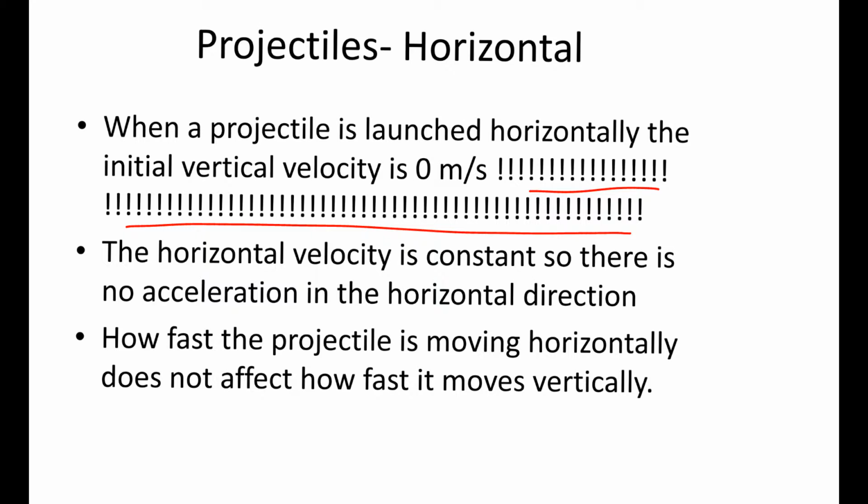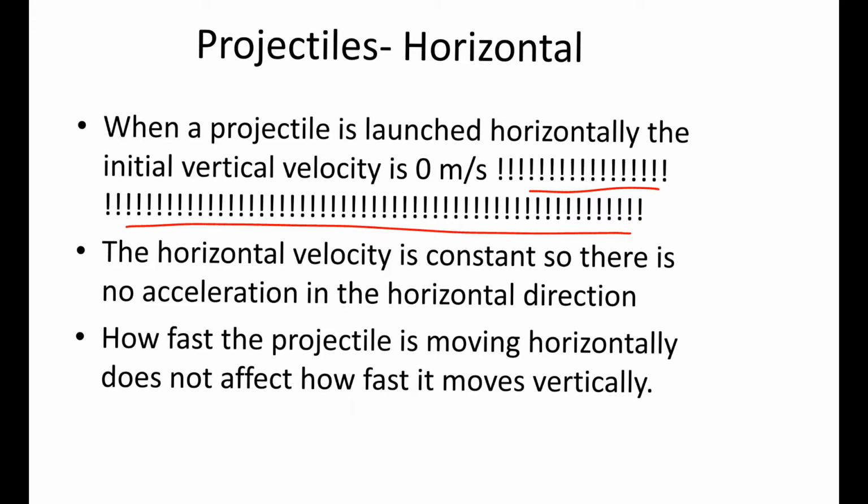Alright, and the horizontal velocity is constant, so there's no acceleration in the horizontal direction as long as you're in free fall. I am going to give you problems where there is acceleration in the horizontal direction because I'm mean, but for the most part, unless you're given a horizontal acceleration, there is no horizontal acceleration. And so how fast a projectile is moving horizontally does not affect how fast it's moving vertically.